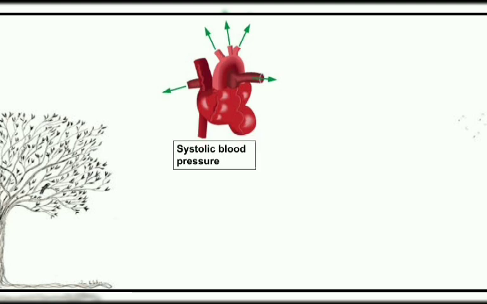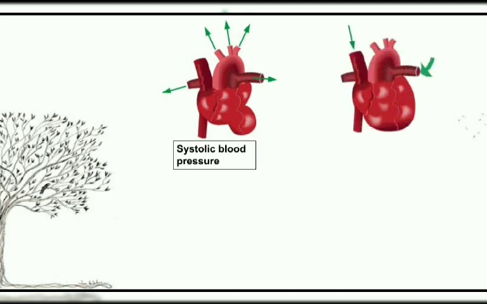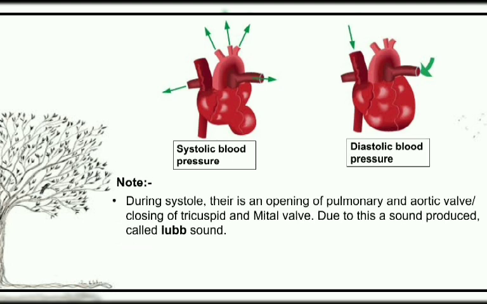Here you can see the easy diagram, in which the blood will be released from the heart, so the heart will get contracted. This one is systolic blood pressure, and here you see that there is the filling of blood inside the heart. So it is called diastolic blood pressure. So note, there are so many note points.